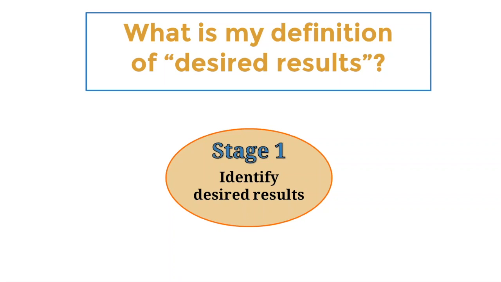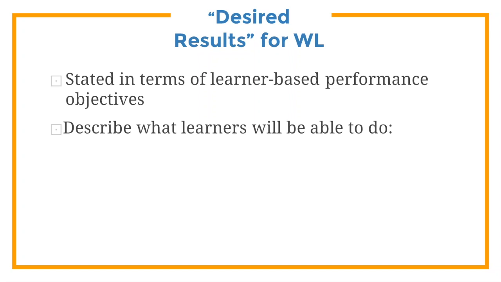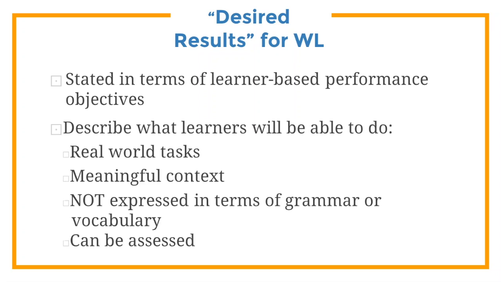And since we can't brainstorm with one another, and I'm keeping an eye on my time, here are the desired results that Eileen Glisson proposed in her session at CTLILL when she talked about this. First of all, she said these desired results for world languages needed to be stated in terms of learner-based performance objectives. She said they need to describe what learners will be able to do, and then she listed some things here.